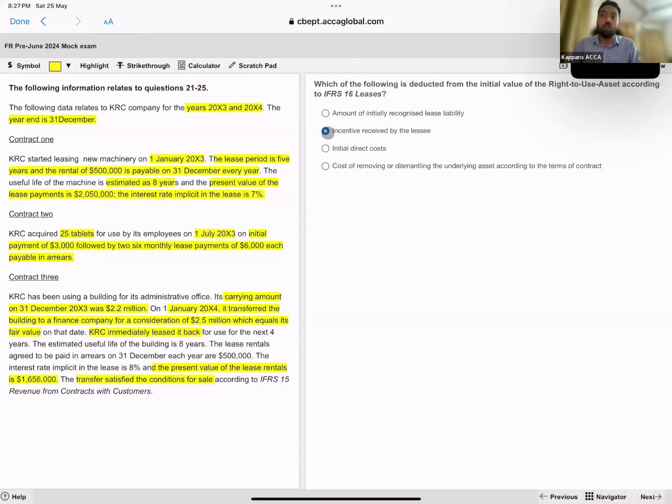Incentive received. I hope you remember the items that we show in right of use asset. Normally there are 5 things. One is the initial measurement of lease liability, that is the present value of annual lease payments. Second one, minus incentive received. Third one, initial direct cost. Fourth one, any initial deposit, that is any amount paid before commencement of lease, and the present value of site restoration or dismantling or similar kinds of expenses. So what should be deducted? That is straightforward, incentive received by the lessee.